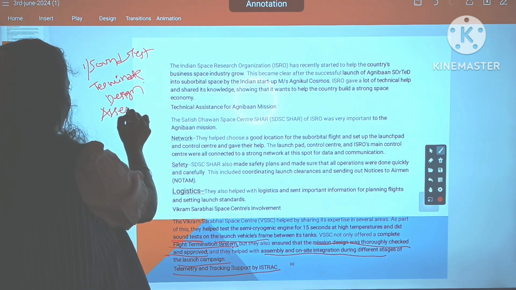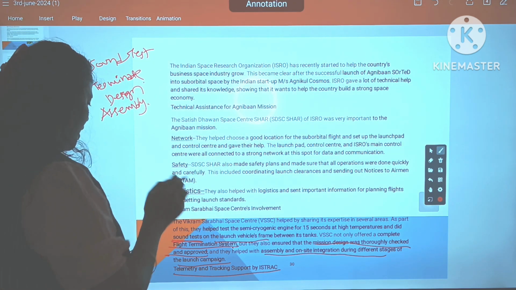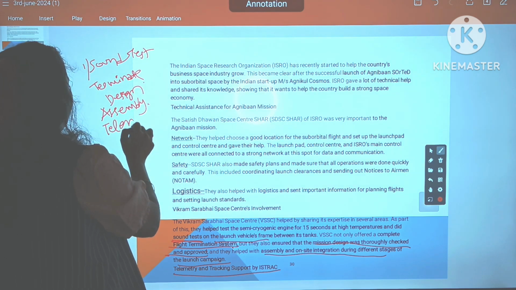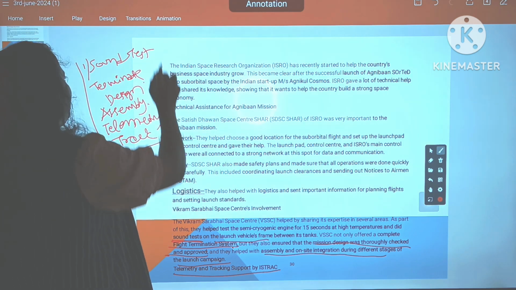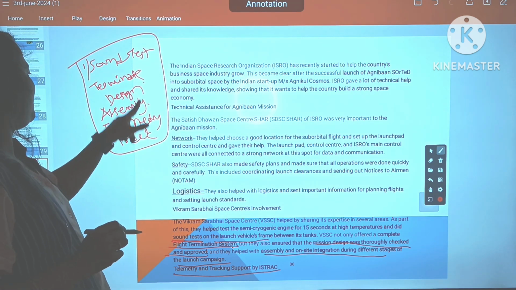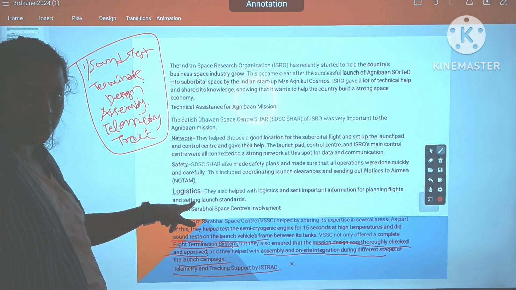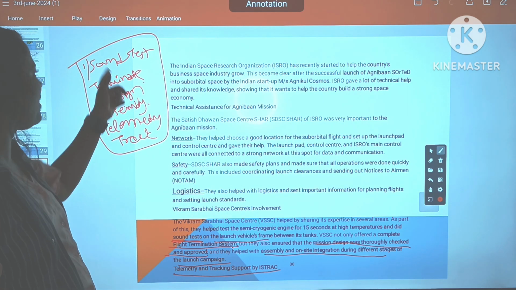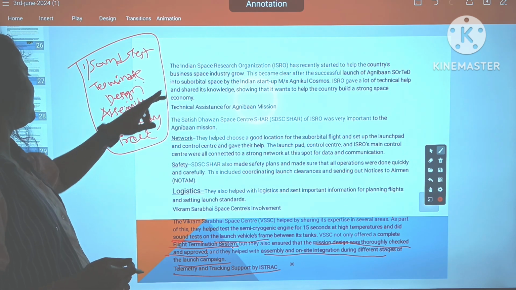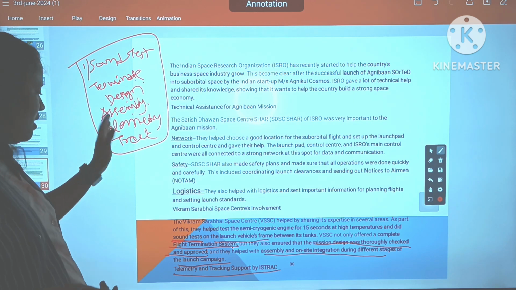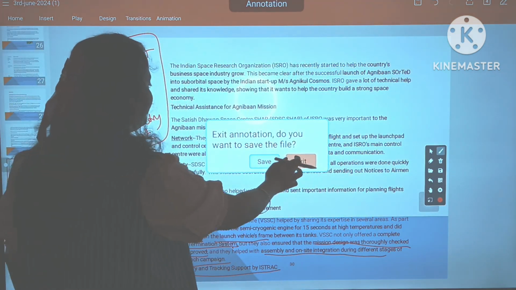Assembly. These words, if you remember, you can write the theory easily. And telemetry, tracking. In all these issues, support was provided. First, sound test, termination, design; network you have to remember, safety you have to remember, logistics you have to remember. Along with these 5 points, when the launch is going, sound test, termination, design, assembly, telemetry, tracking, all this support was also provided by the Vikram Sarabhai Space Center.